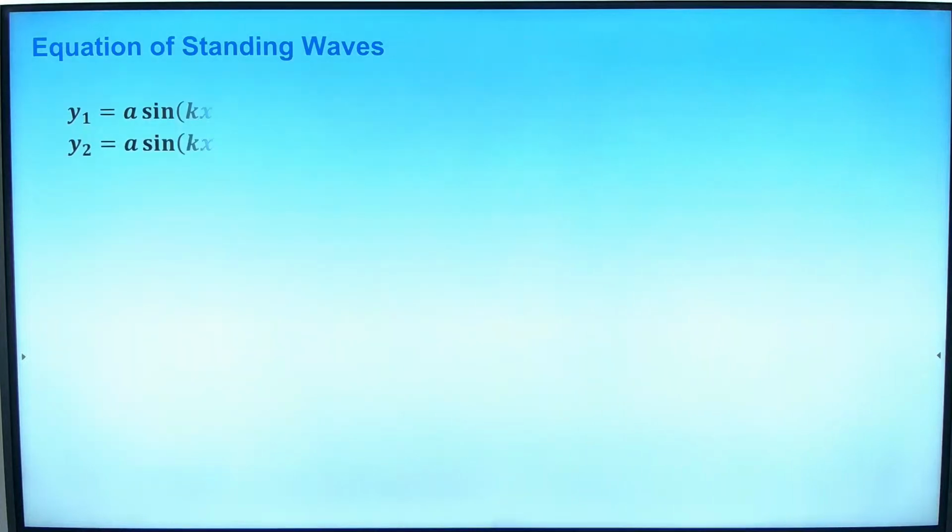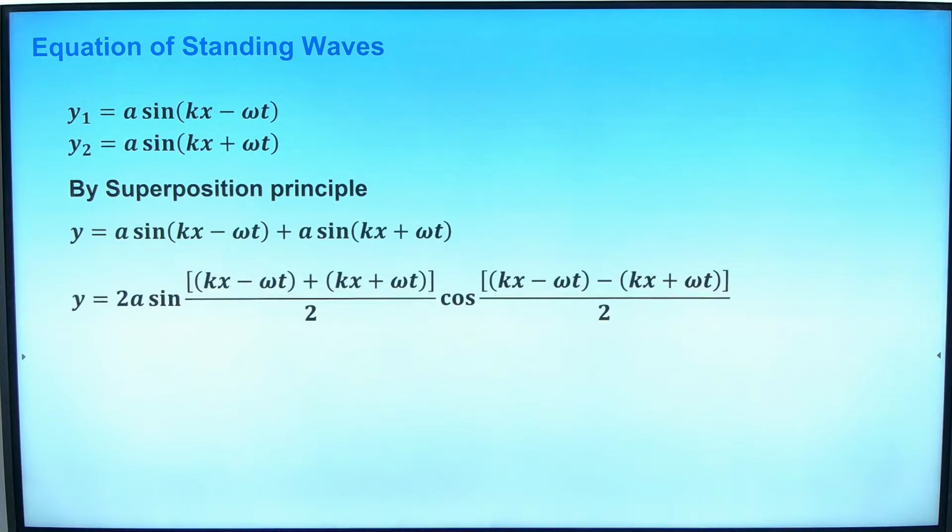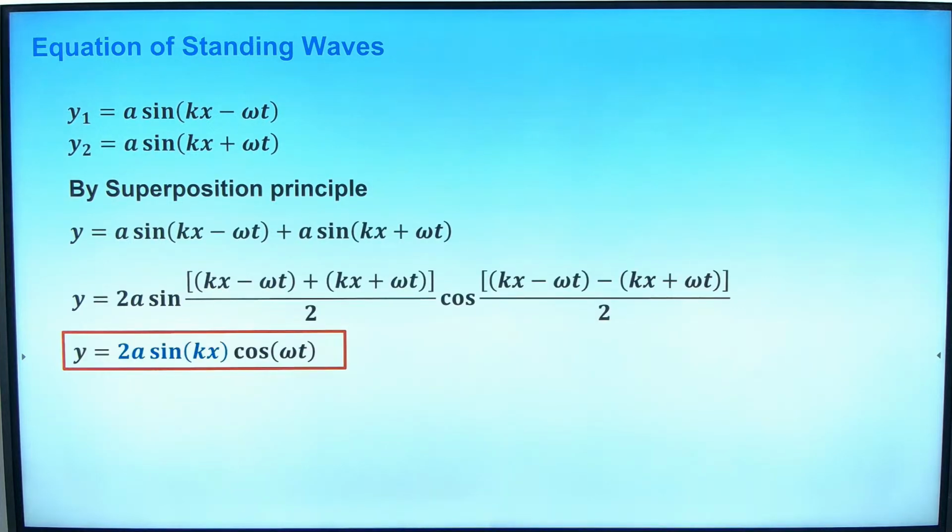Fine. Then the equation of standing wave: when we found y1 and y2 and superimposed them with each other, we got the equation y = 2a sin(kx) cos(ωt). How I have solved, you remember, the basic trigonometric function we have taken. And then amplitude is equal to 2a sin(kx).